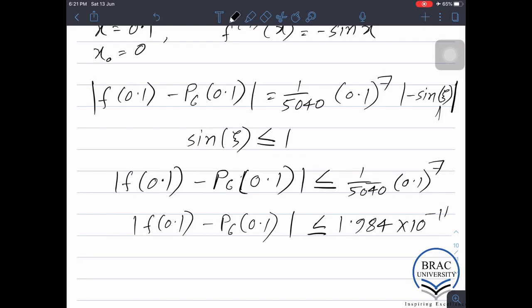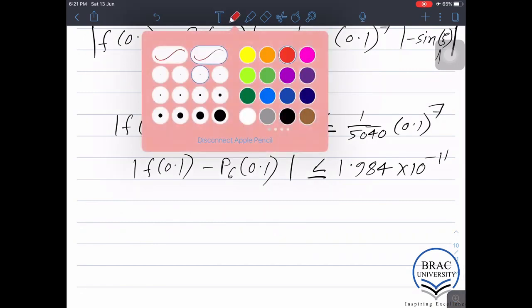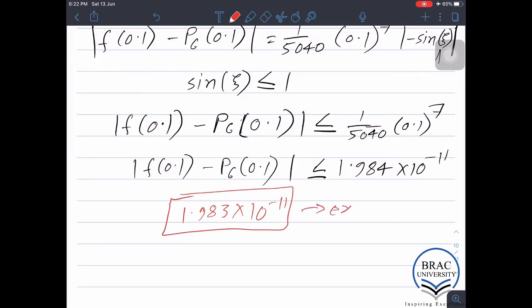And if you want to know the exact result, the exact error at 0.1 is 1.983 times 10 to the power minus 11. So it's almost close. Okay, we have almost predicted it correctly, but this is the exact result. We can calculate it exactly because we know the value of the sine function at 0.1. Okay, so there are a couple of things to notice here.